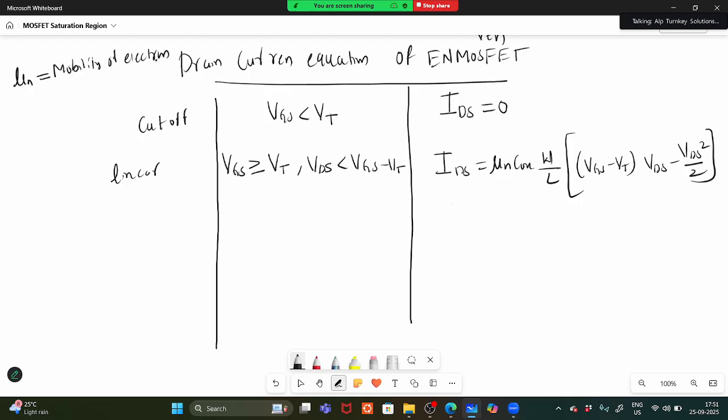Mobility of electron. We already saw in the semiconductor physics that mu n is the mobility of electron, and mu p is the mobility of hole. As this is an n channel, in the channel what are the charge carriers? Electrons are the charge carriers. That's why mu n is the mobility of the electron, and COX is nothing but oxide capacitance.